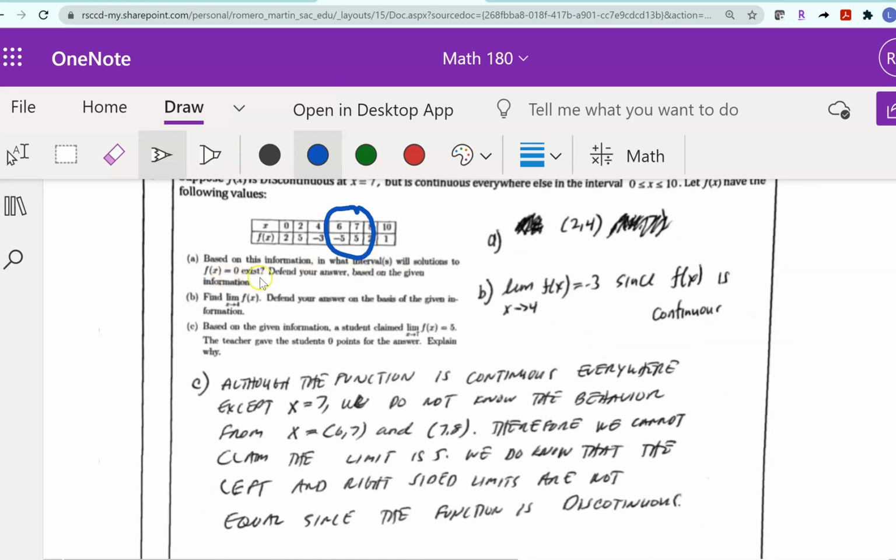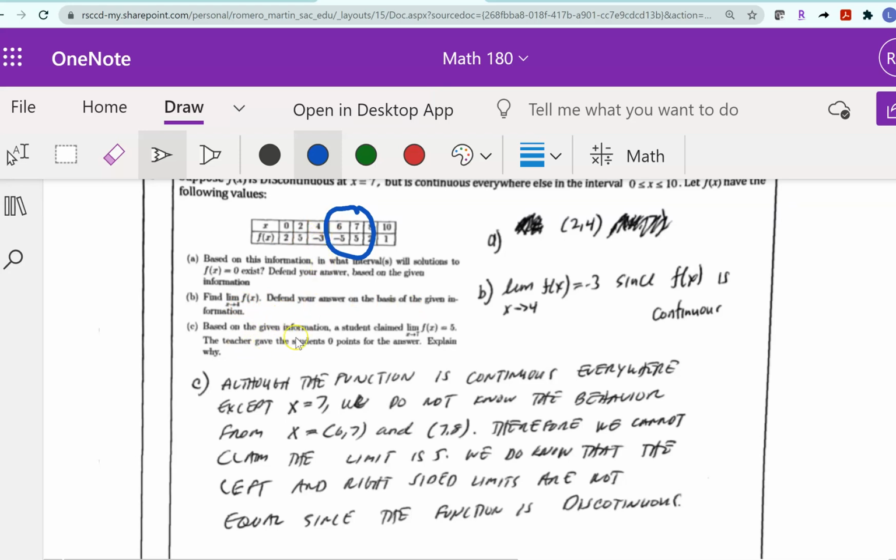The next thing here, looking at the next question: find the limit of f of x as x approaches positive 4. As we look at that, since f of x is continuous at 4 and f of 4 equals negative 3, then we know it has to be the same on both sides. That's again based off of the definition of continuity, right? The left-hand side and the right-hand side will be equal because it's continuous. So that's how we know that the limit is negative 3, because f of 4 equals negative 3.